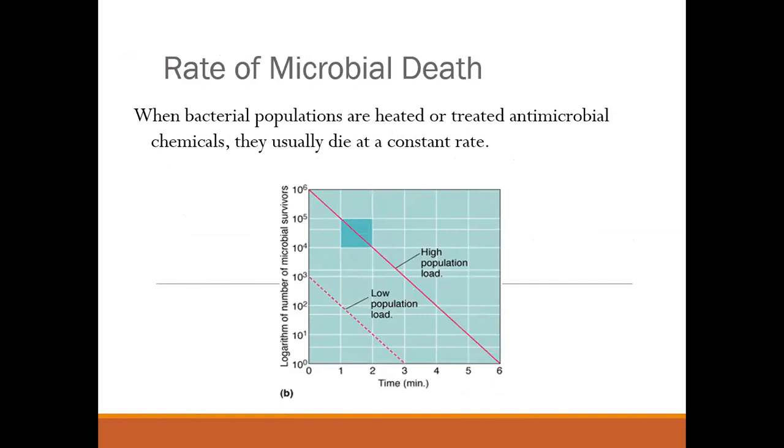Okay, in this picture I'm showing the rate of microbial death when bacterial populations are heated or treated with antimicrobial chemicals. They usually die at a constant rate. Here we can see a graph where one axis is the logarithm of the number of microbial survivors and the other is time, and we are seeing a low population load and a high population load in this graph. So hopefully at a glance we can understand what is going on.